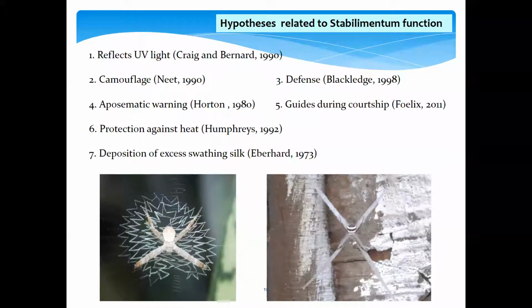Then Eberhard in 1973 had said that the stabilimentum is nothing but the deposition of excess swathing silk, which the spider uses to cover or make a food bundle out of the prey. So when the prey has been caught, it will wrap the prey, and the excess amount of silk that keeps on coming out of the spinneret will be used to make the stabilimentum.